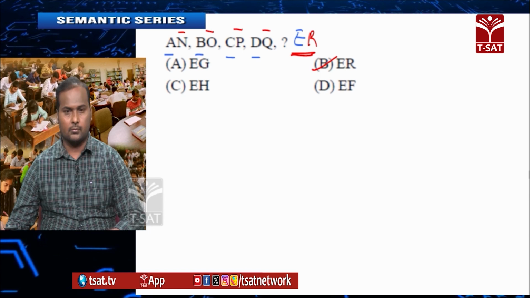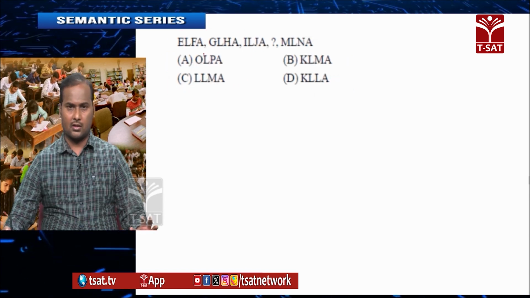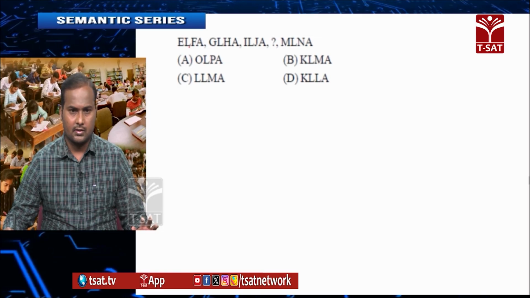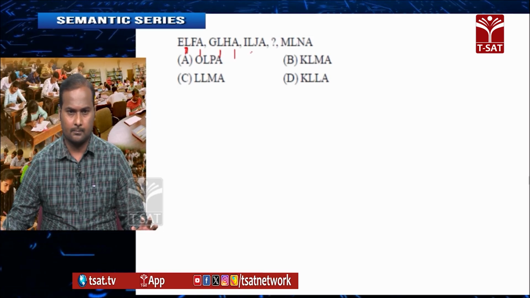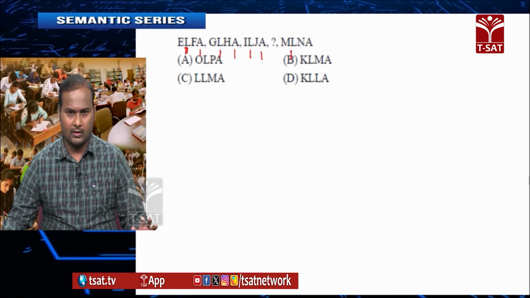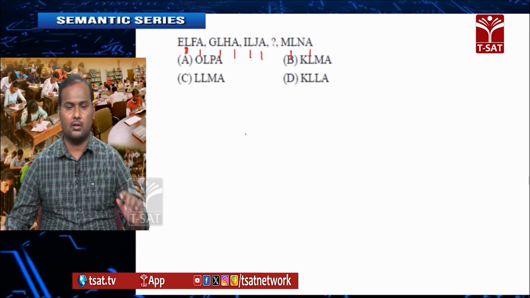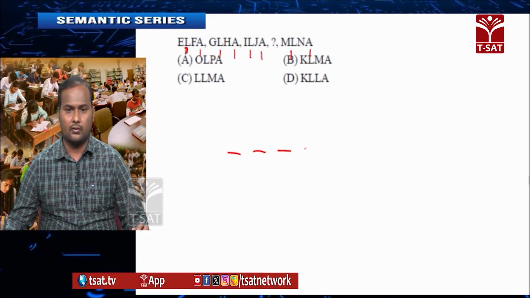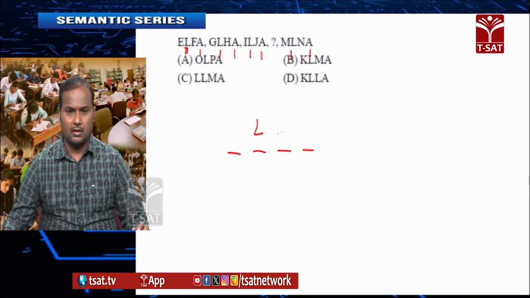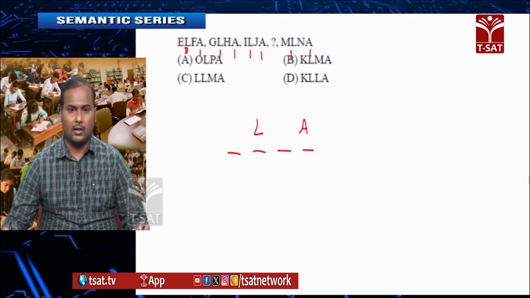That is the pattern. See, in this question there are two letters that are constant, that is L, A, L, A, L, A. Obviously I know that these positions are constant in all the series. So out of these four, 1, 2, 3, 4, L and A are constant. Now I need to check the remaining ones.